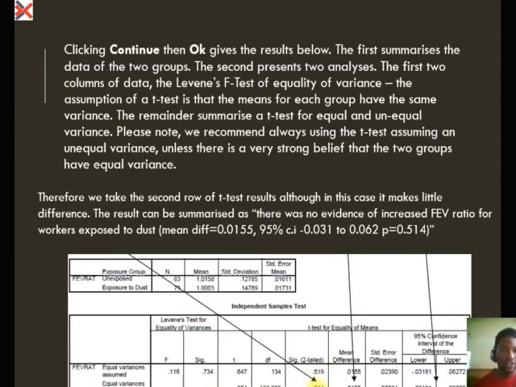Why do we say equal variance not assumed? We recommend always using the T-test assuming unequal variance unless there is a very strong belief that the two groups have equal variance. We can't be too sure that the groups have equal variance, so we always assume unequal variance. That is why the p-value that we select is 0.514.